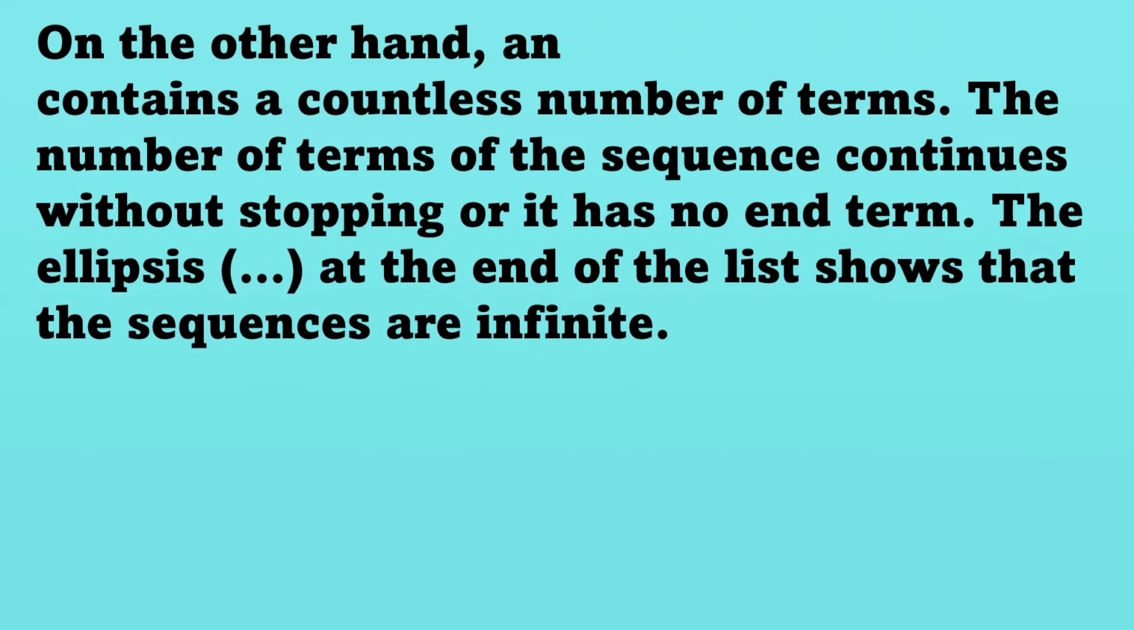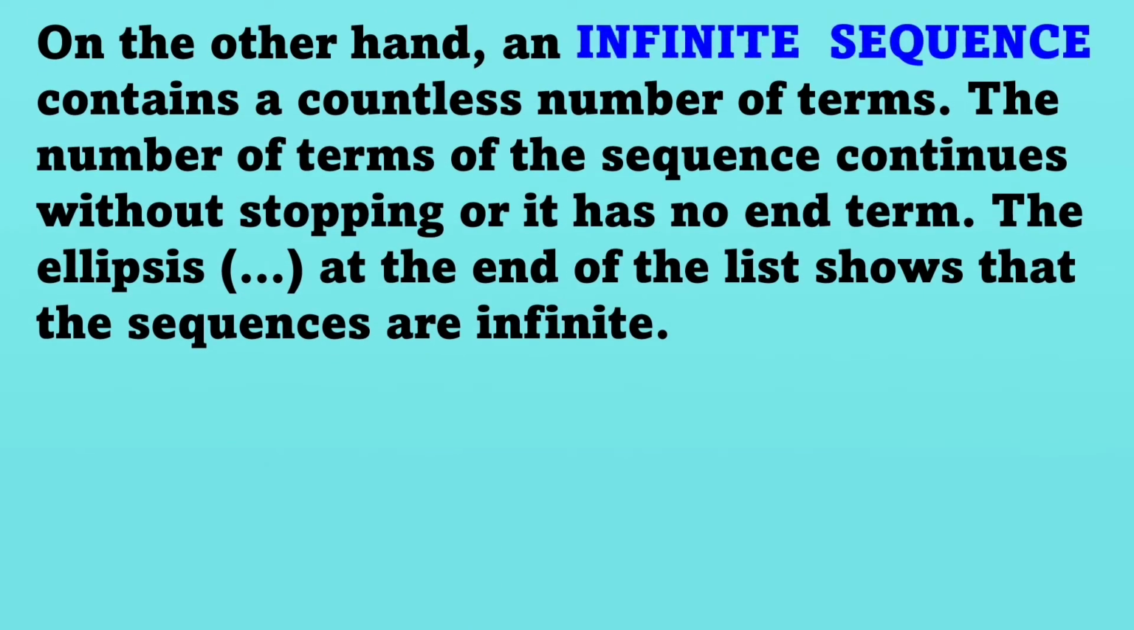On the other hand, an infinite sequence contains a countless number of terms. The number of terms of the sequence continues without stopping, or it has no end term. The ellipses, or the 3 dots at the end of the list, show that the sequence is infinite. This is also read as "and so on."